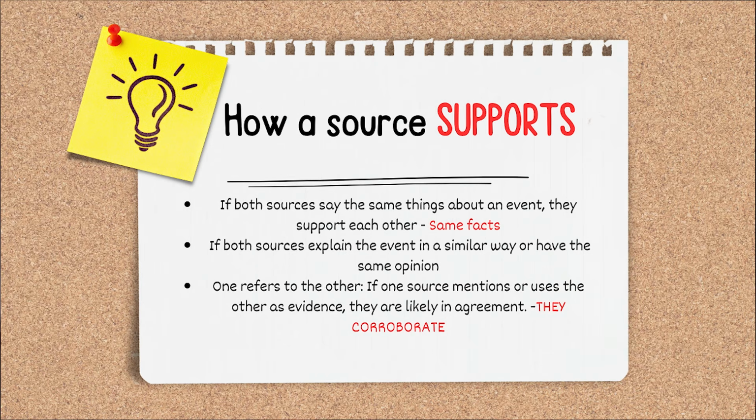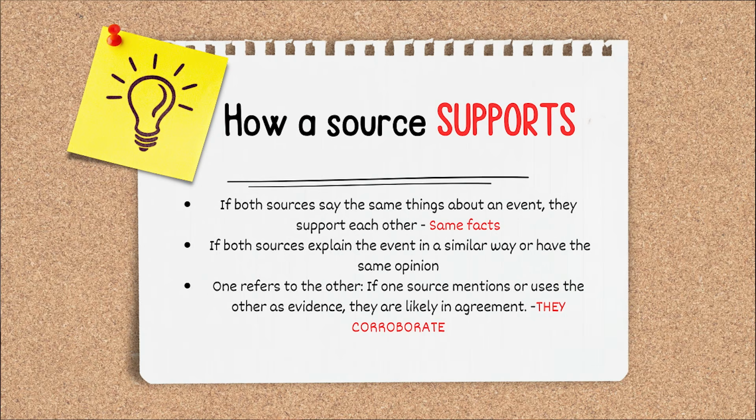The first thing is these 2 sources have the same facts. They are talking the same thing. If both sources say the same things about an event, they support each other. If you and your friend were arrested for stealing sugar or for stealing sweets from a tuck shop somewhere, your stories need to match. If you or your friend says something different, then you are not supporting one another. If this source says something similar to that source, then that means they are supporting one another. Secondly, if they have the same conclusion.